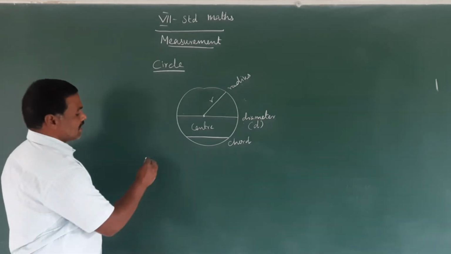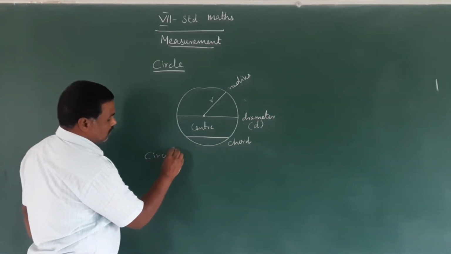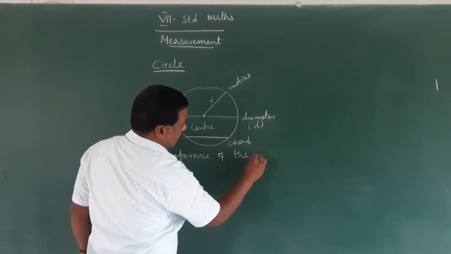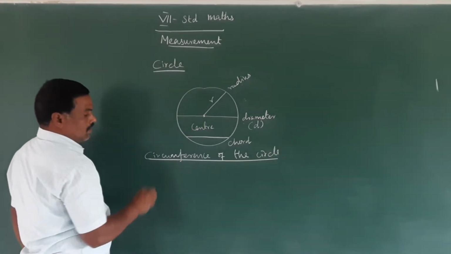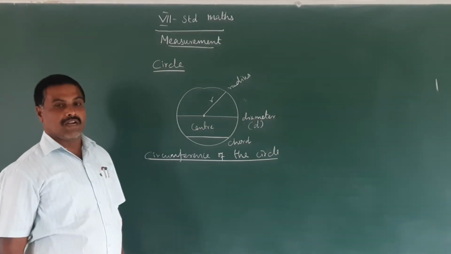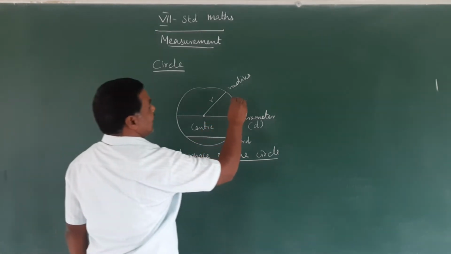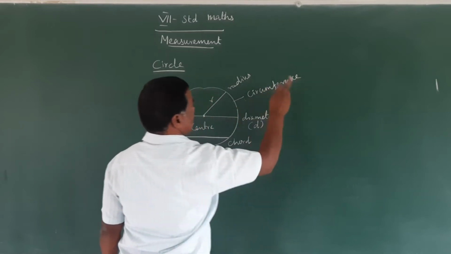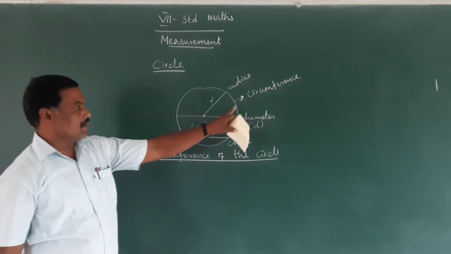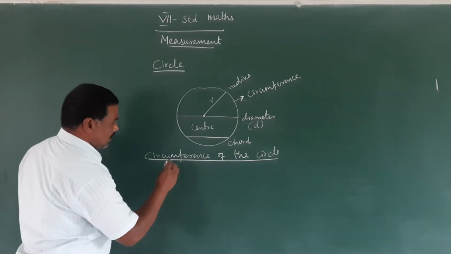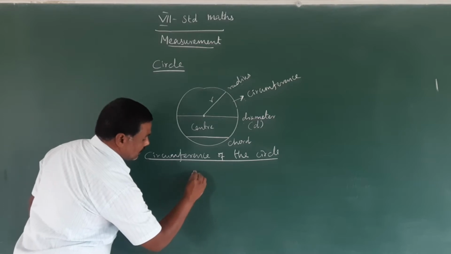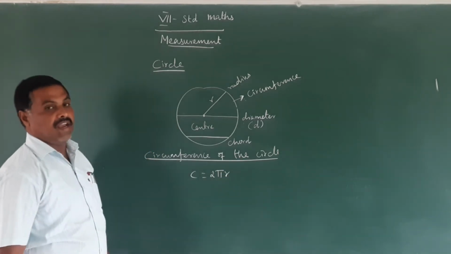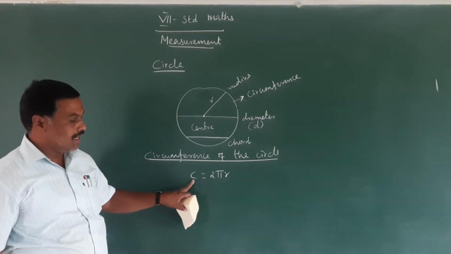Now, the circumference of the circle. The formula: the circumference of the circle, C, equals 2πr. Here C means the circumference of the circle.